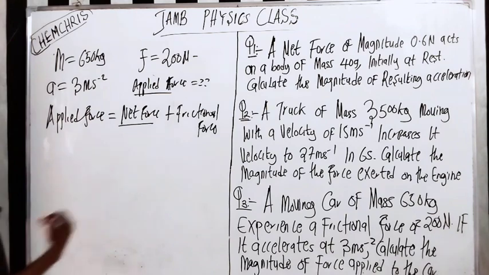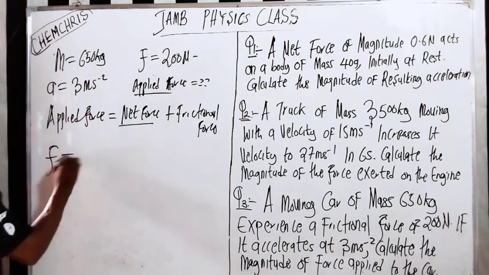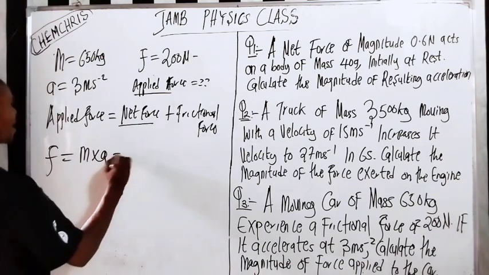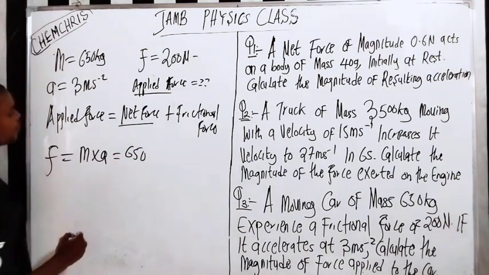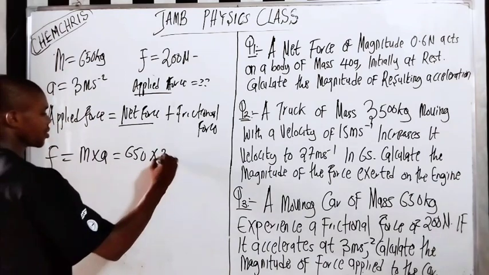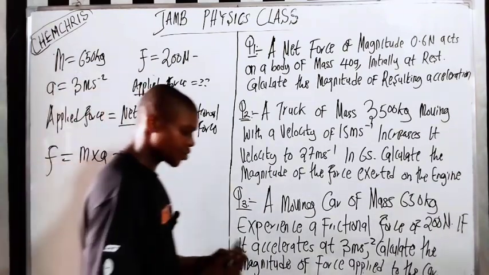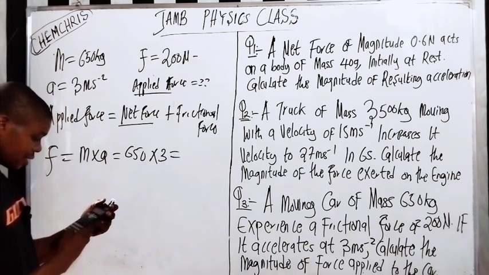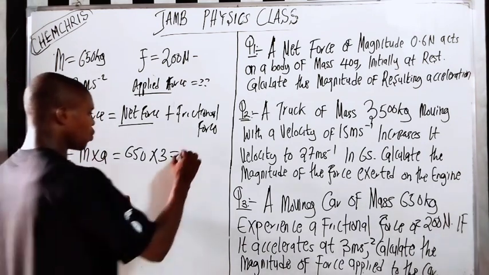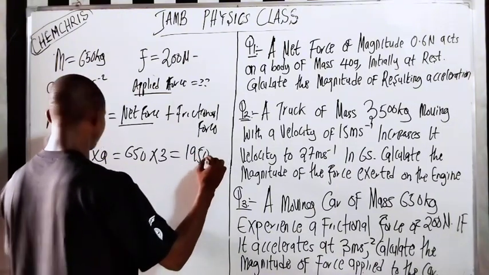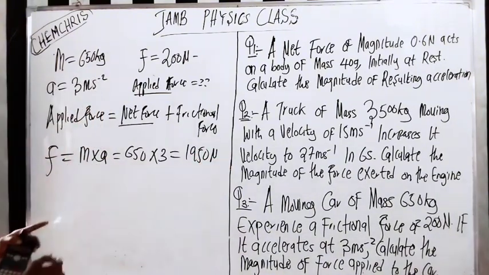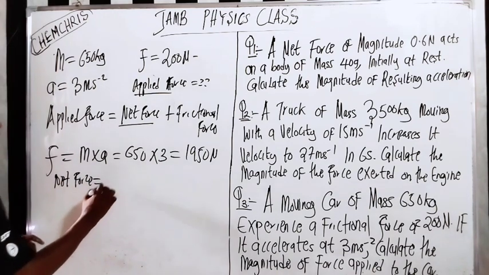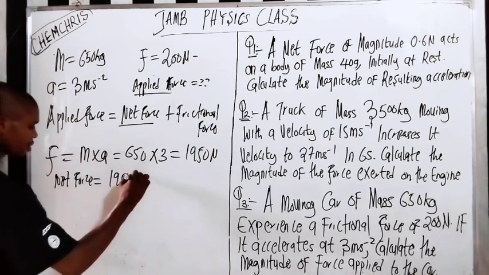My net force is just like the force I applied. Remember, force equals mass times acceleration, right? What is my mass? My mass is 650 times my acceleration, which is 3. So 650 times 3, here we have 1950 Newton. So this is now my net force. Net force equals 1950 Newton right there.